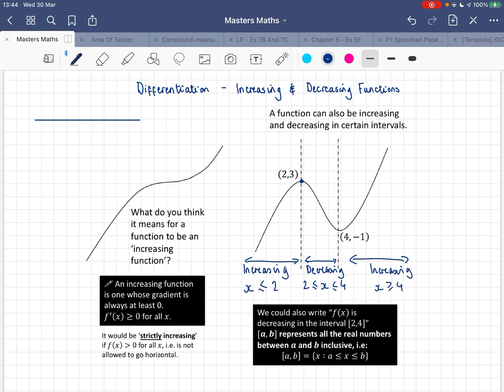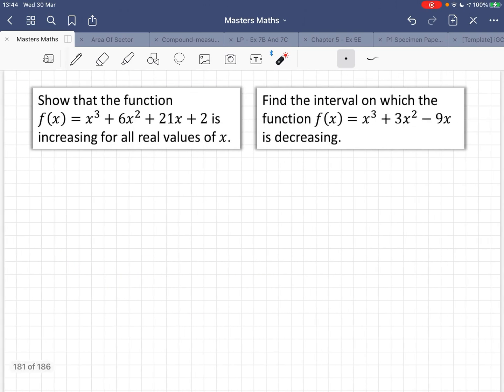There's a little bit of notation there at the bottom. We could also write f of x is decreasing in the interval [2, 4] using square brackets. The square brackets represent all the real numbers between a and b inclusive of a and b. So it's just a different way of writing this inequality. Just a bit of notation, not massively important, but in case you see that, you understand what it means.